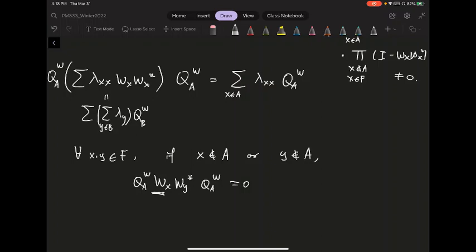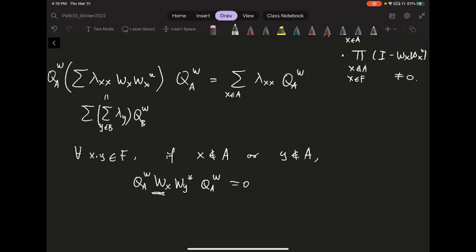The same thing on the other side. You can also derive it algebraically. Inside your Q_A^W, if your x is not inside A, you have an identity minus W_x W_x^*, and you multiply the W_x on the right, you get W_x minus W_x, which is 0. So in any case, they'll kill off all these off-diagonal entries if your x and y are not inside A. But it doesn't kill off those when x and y are inside A.